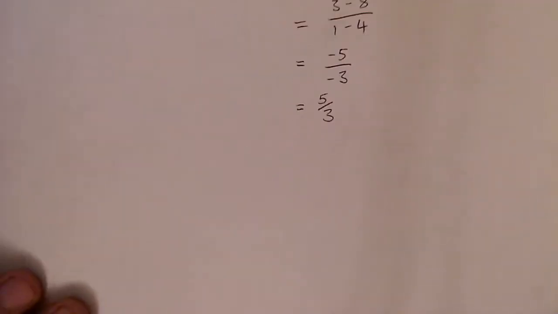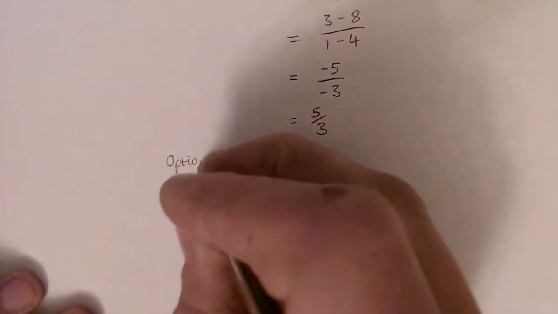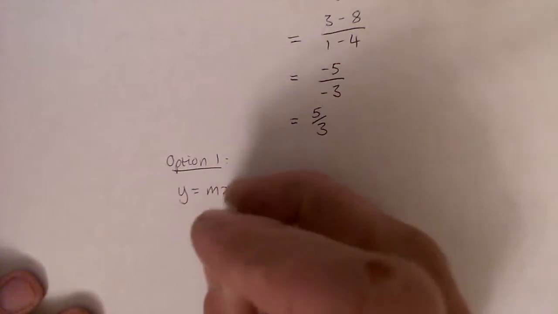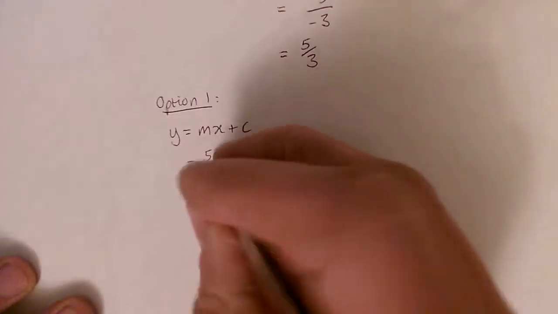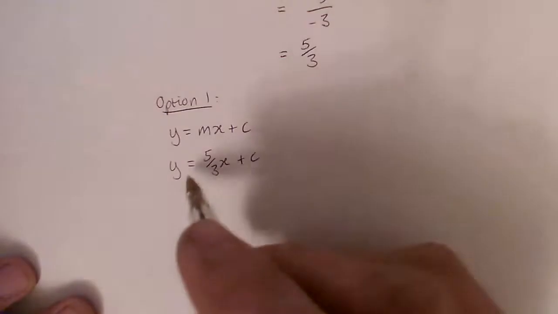Now this is the point where we've got our two options. So we're going with option 1. We write down y equals mx plus c. And we put in our gradient, which was our 5 over 3. So we've got 5 over 3x plus c. And we put in 1 point.